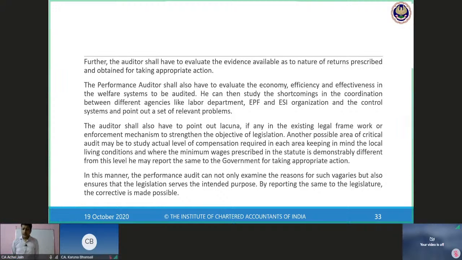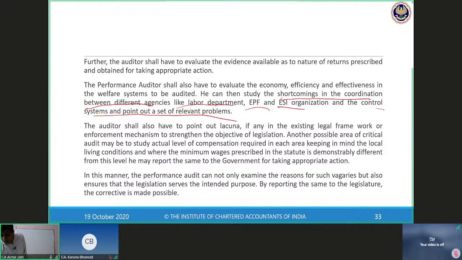The performance auditor shall also have to evaluate economy, efficiency, effectiveness in the welfare systems. He can study shortcomings in the coordination between different agencies like Labor Department, PF, ESI, and the control systems and point out a set of relevant provisions. Auditors shall also have to point out lacuna, if there is any, in the existing legal framework or the enforcement mechanism to strengthen the objective of legislation. Okay.